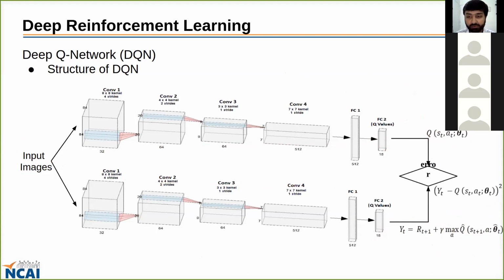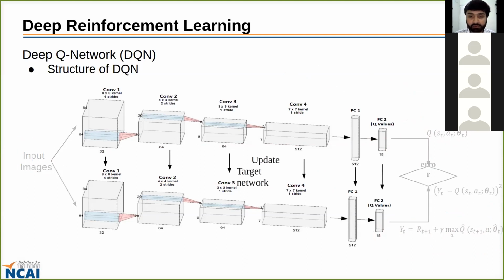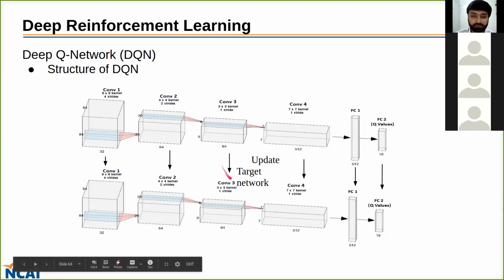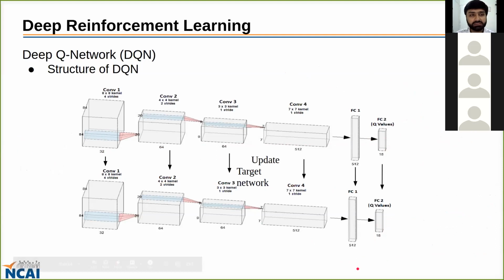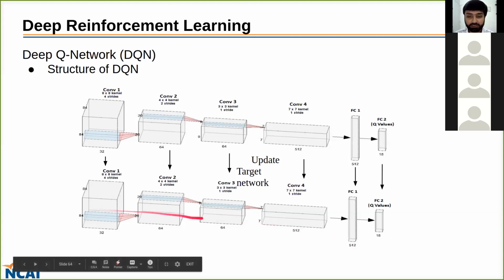This error is then backpropagated, and afterwards we update the target network after some iterations to store a previous instance. In the paper, I think it was 10,000 iterations. After every 10,000 iterations, the weights of the main Q network were shifted to the target Q network, and then for the next 10,000 iterations, this was locked to those same weights.